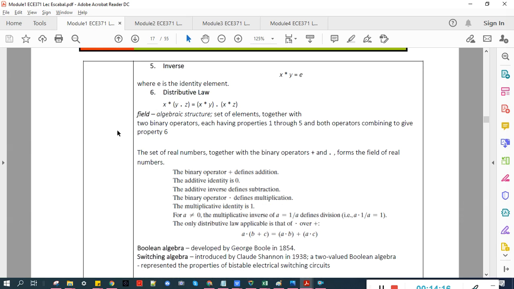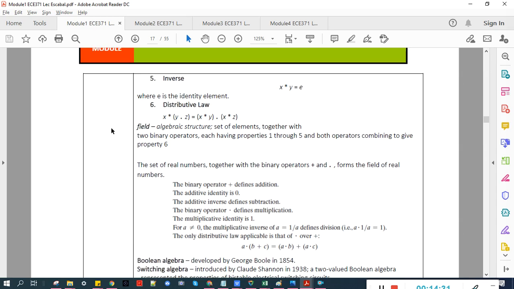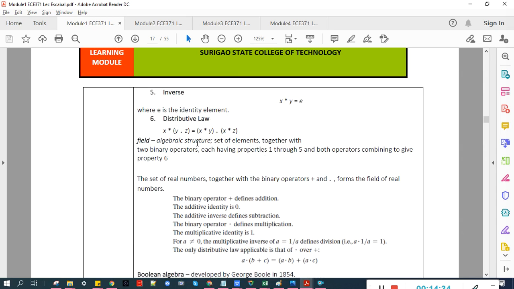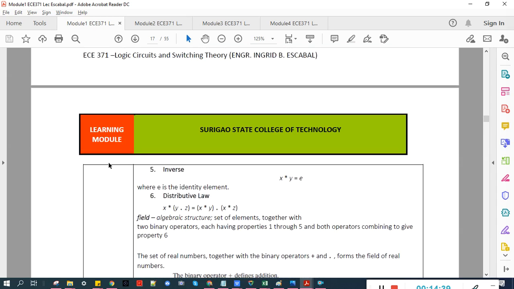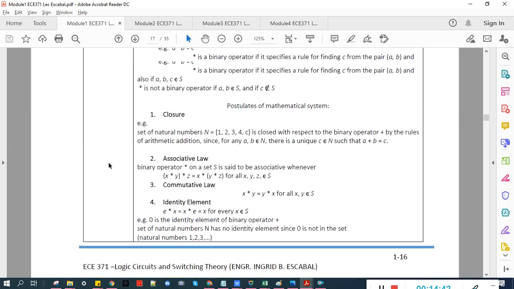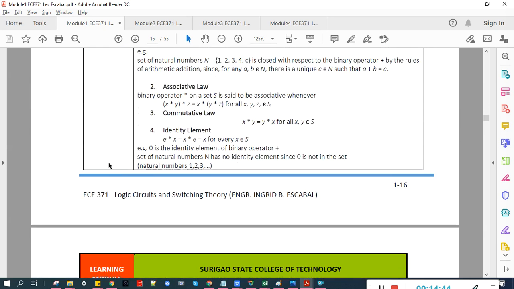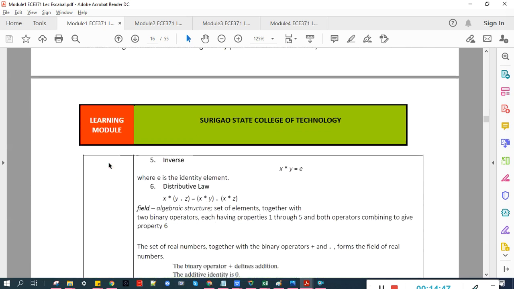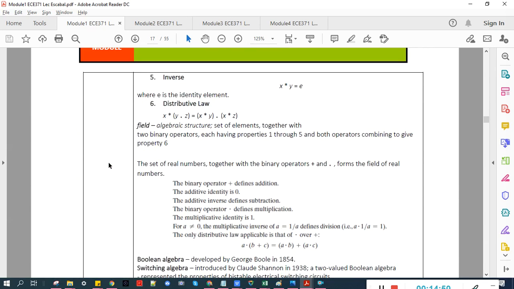Field. Field is an algebraic structure. This is a set of elements together with two binary operators, each having properties 1 through 5, and both operators combining to give property 6. So if it has the properties 1 to 5, the closure, the associative, the commutative law, the identity element, and then the inverse, we call it the field.